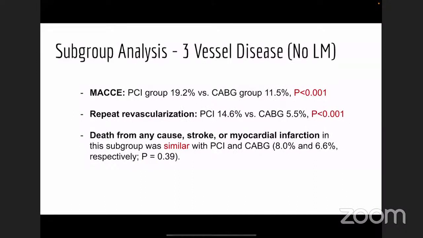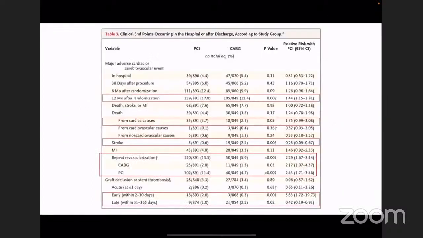For the other subgroup analysis of patients with three vessel disease with no left main disease, the MACE was higher in the PCI group. Repeat revascularization was higher as well in the PCI group. Any cause of death, stroke or MI was similar between CABG and PCI. So this summarizes the findings of their study.